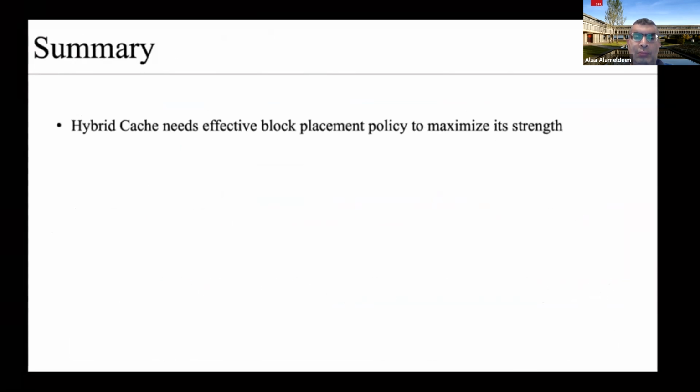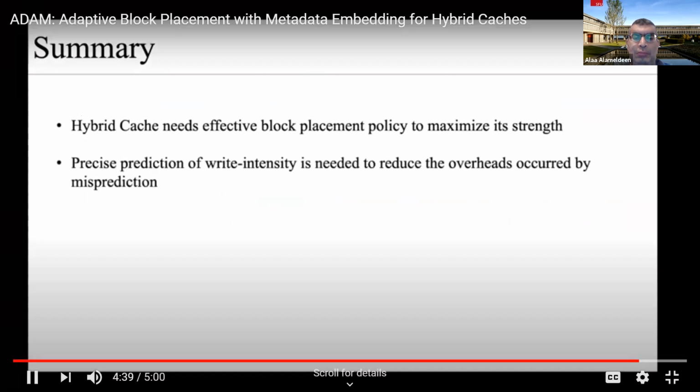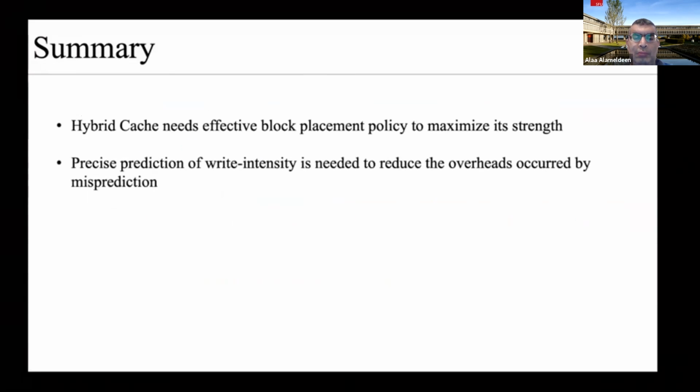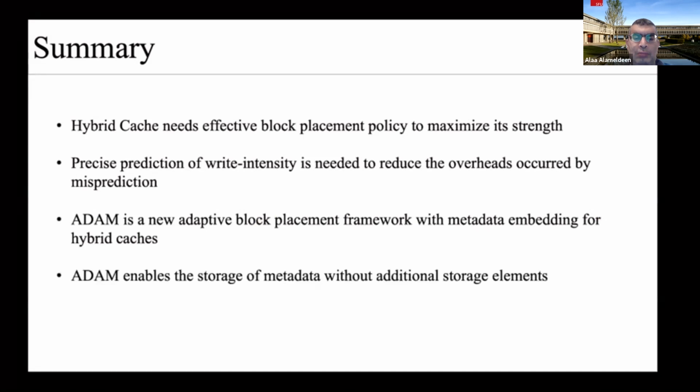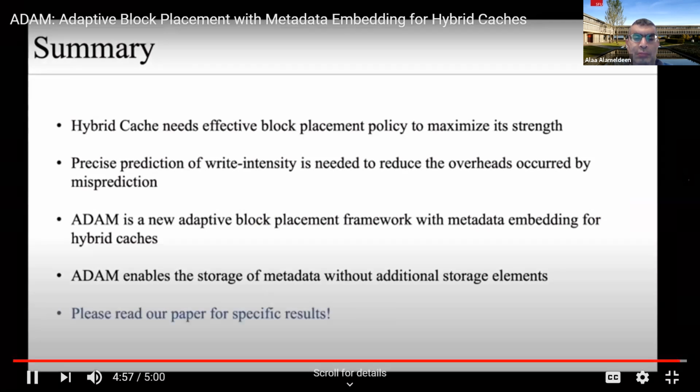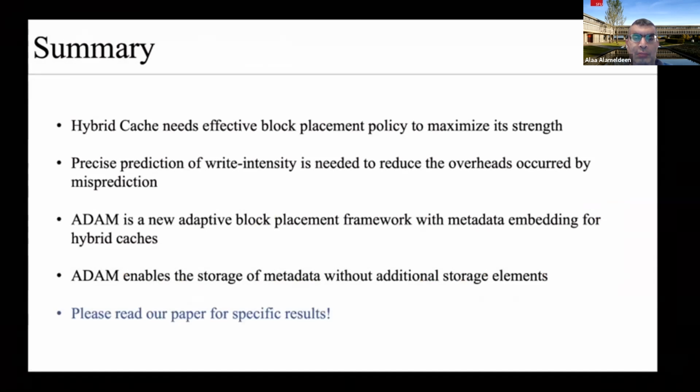Hybrid cache needs an effective block placement policy. Precise prediction of write intensity is needed to reduce the overhead caused by misprediction of write intensity. So we proposed Atom, a new adaptive block placement framework with metadata embedding for hybrid caches. Atom enables the storage of metadata without additional storage elements. Please read our paper for specific results, and thank you for listening.